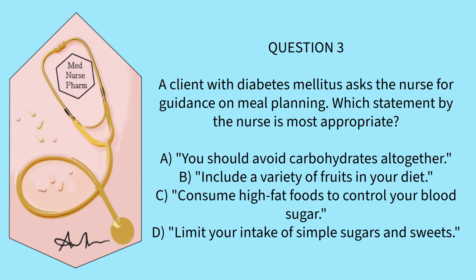Question 3. A client with diabetes mellitus asked the nurse for guidance on meal planning. Which statement by the nurse is most appropriate? You should avoid carbohydrates altogether. Include a variety of fruits in your diet. Consume high fat foods to control your blood sugar. Limit your intake of simple sugars and sweets. Pause the video and select your answer.